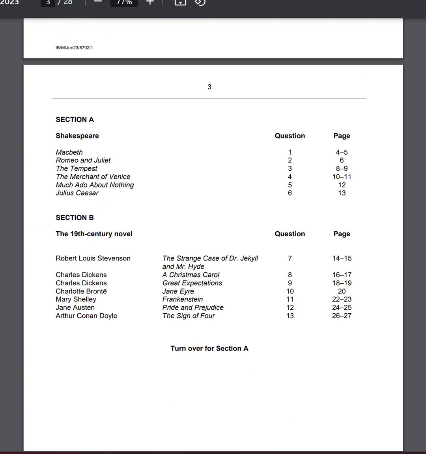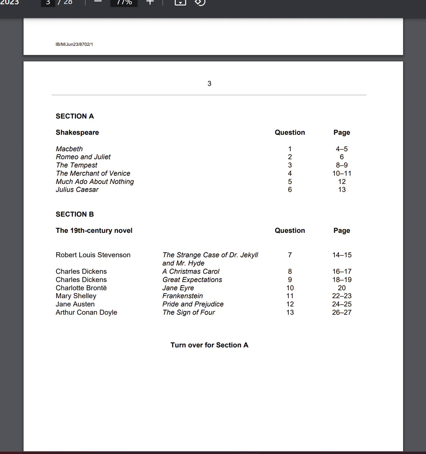Okay, so it looks like this. You will get a whole itinerary of where the different questions are, a little introduction page here, and you can see there that the Macbeth question is on pages 4 to 5. There's lots of other Shakespeare questions there that we're going to completely ignore. And then if we look down here, we've got the Christmas Carol questions on pages 16 to 17.